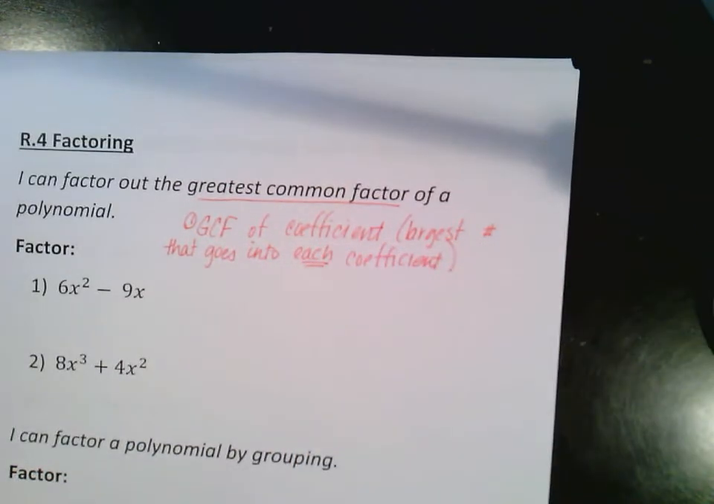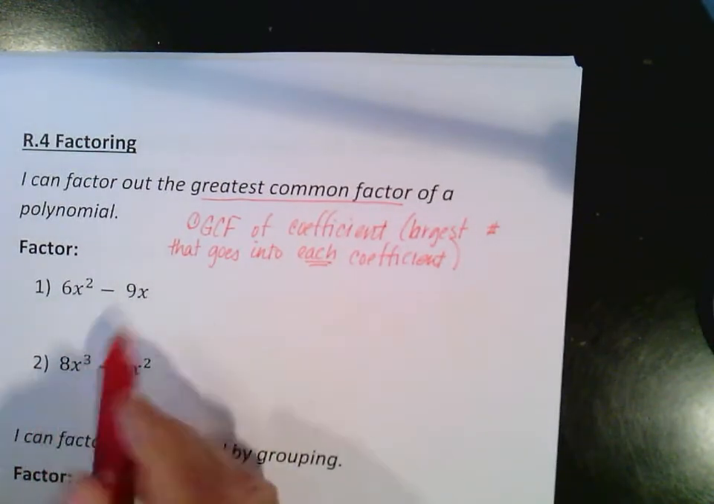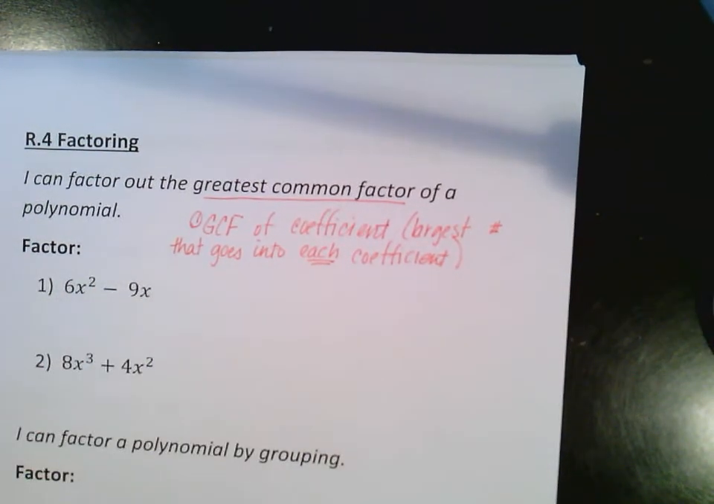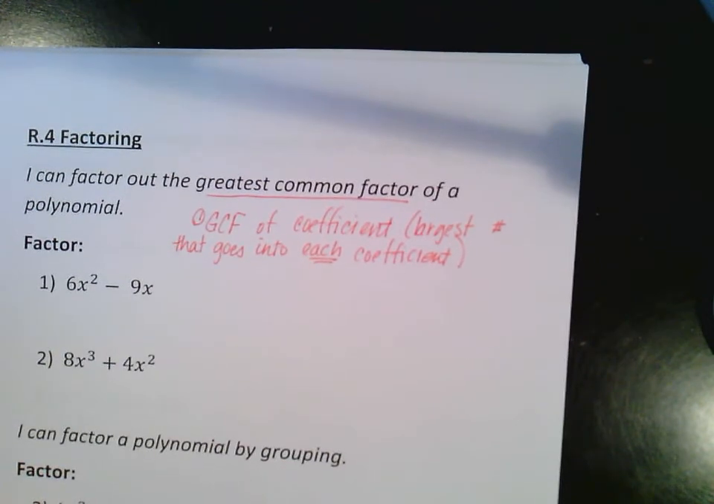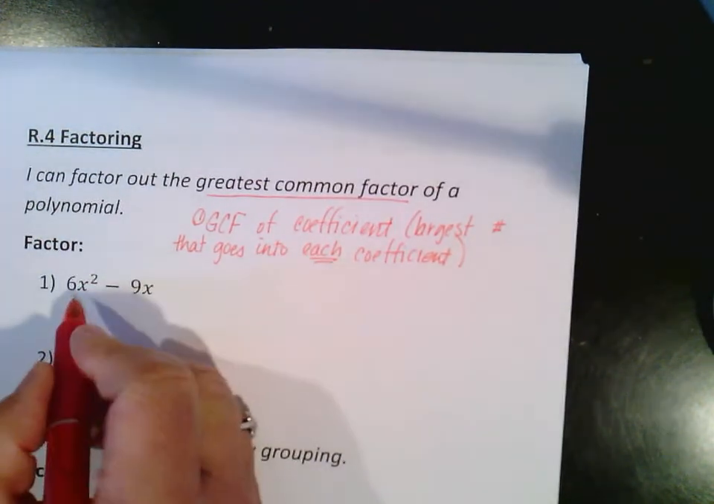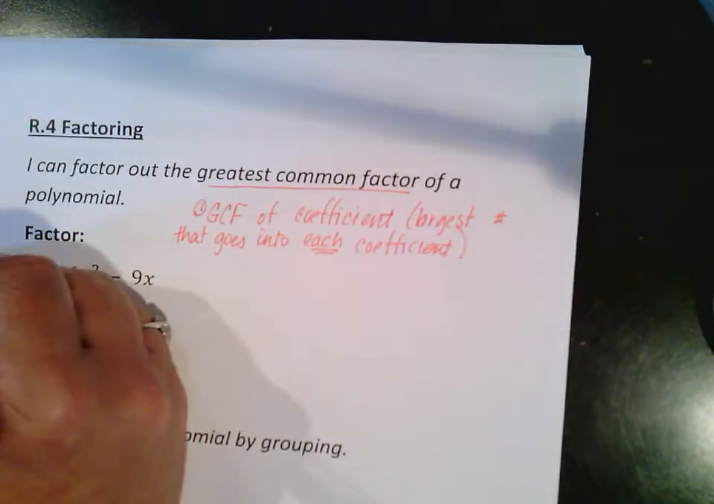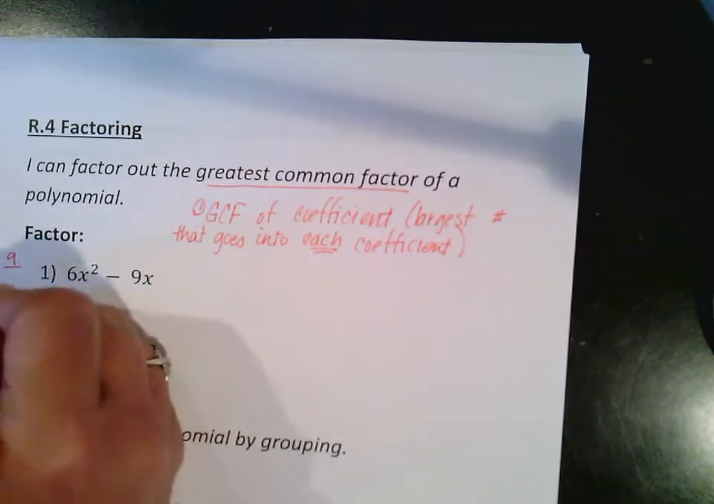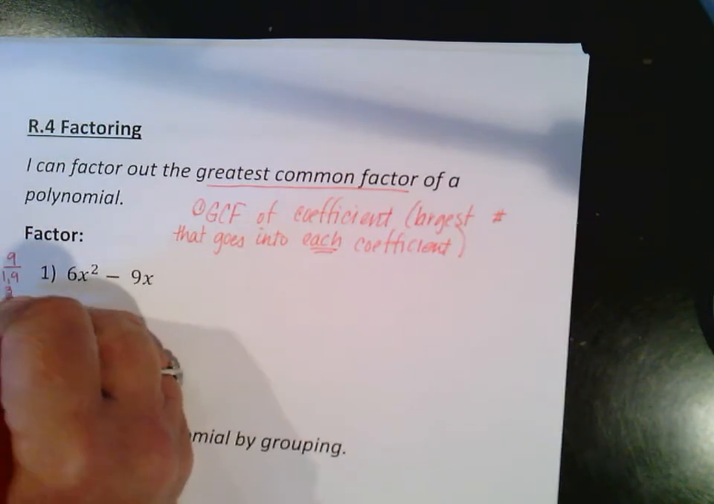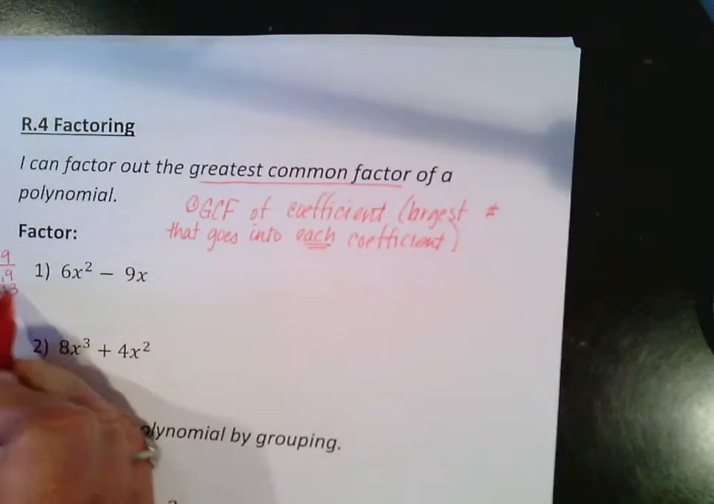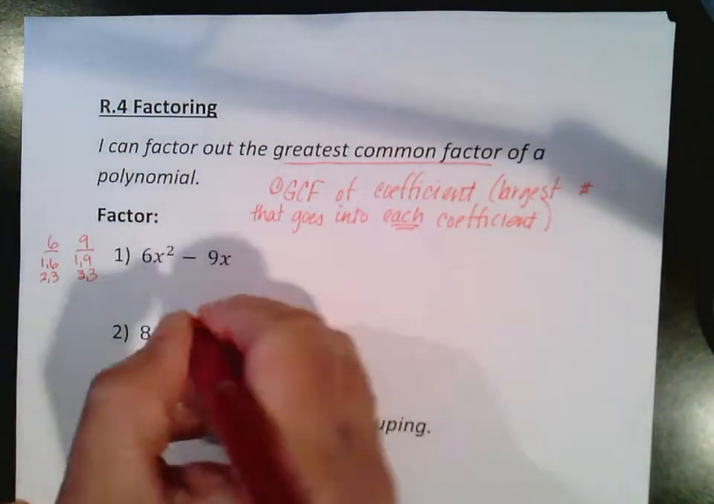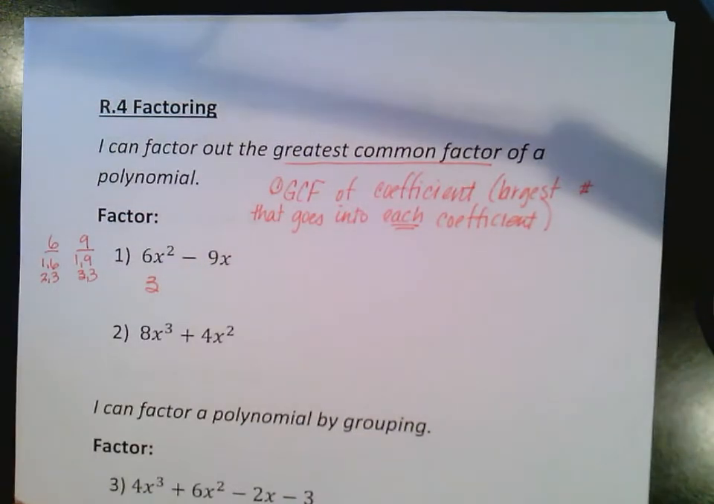So on this first one, I look at 6 and 9 are my two coefficients, and I think about what the factors of 6 and 9 are, and what's the biggest number that can go into both 6 and 9. Well, my factors of 6 are 1 and 6, and 2 and 3. I like to write them as factor pairs. Those are all the factors that go into 6. And for 9, all the factors that go into 9 are 1 and 9 and 3, because 3 times 3. So the biggest number that is a factor of both of them, or that goes into both of them, is 3. So I'm going to factor out a 3.